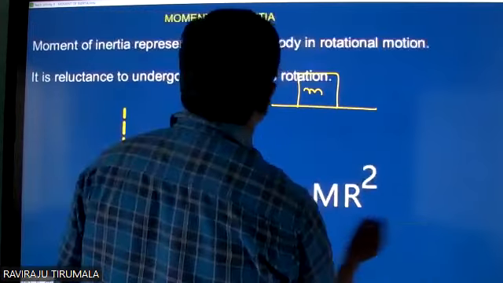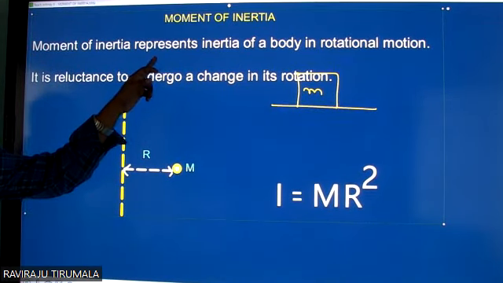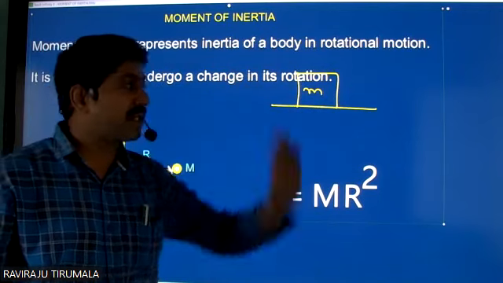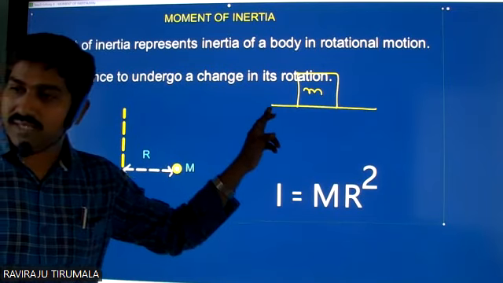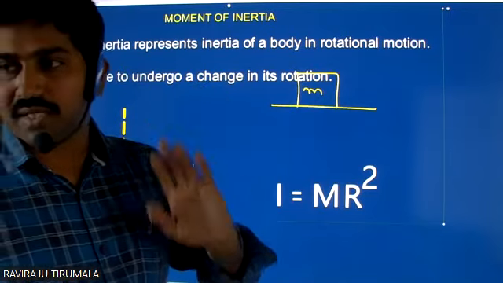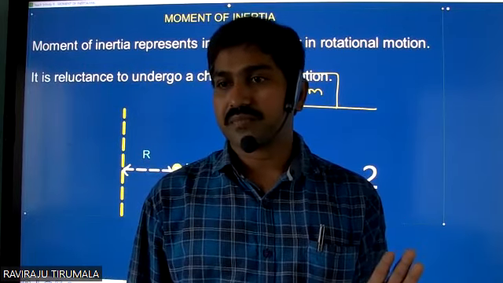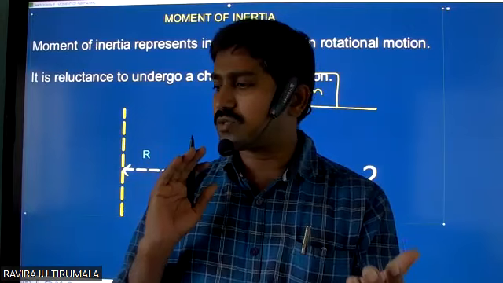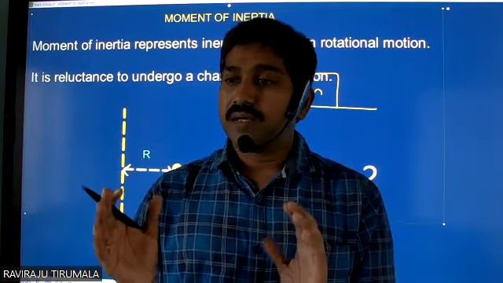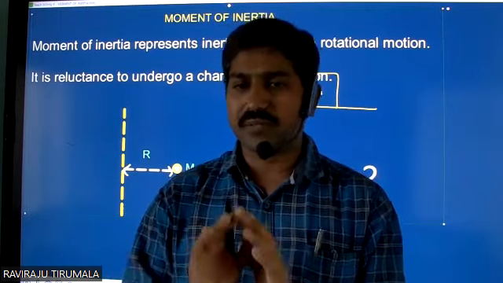Now, when it comes to the basic formula for moment of inertia, if you see what I have written here, moment of inertia represents the inertia of a body in rotational motion. It is the reluctance to undergo a change in its rotation. That means a body at rest will always want to be at rest only. In uniform rotational motion, it doesn't want to accelerate. It doesn't want to get more velocity or less velocity. It always wants to move with the same velocity. When some amount of force is applied, then there may be some change in the state. Otherwise, it will be in the same state.